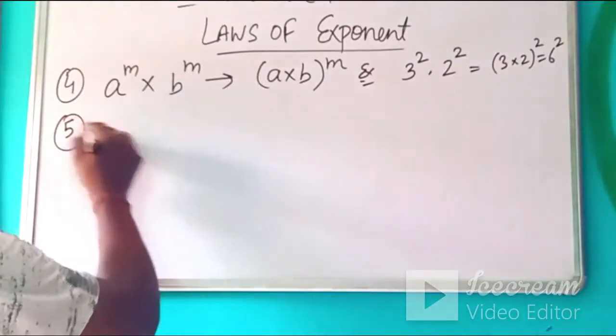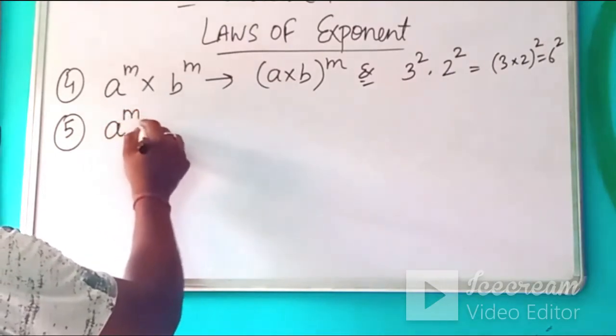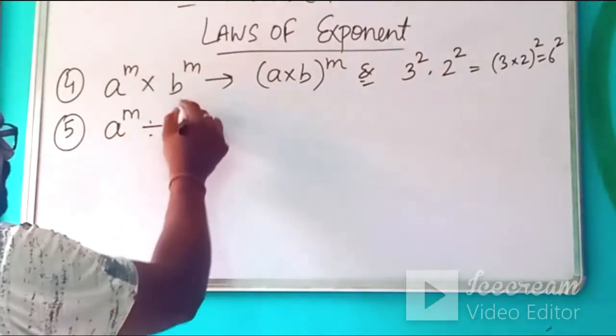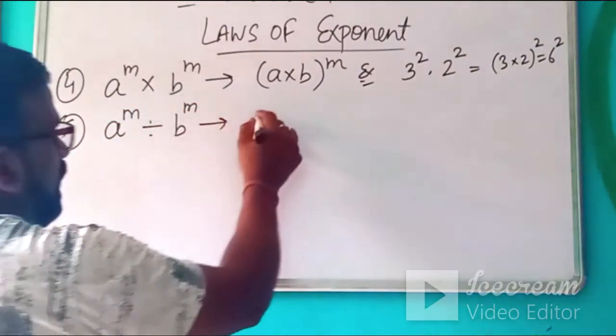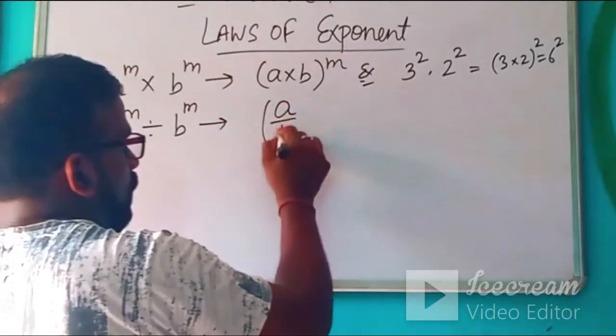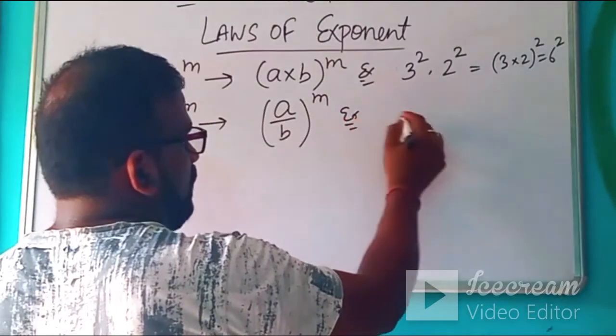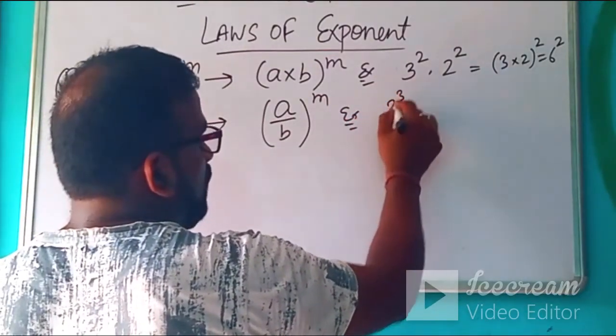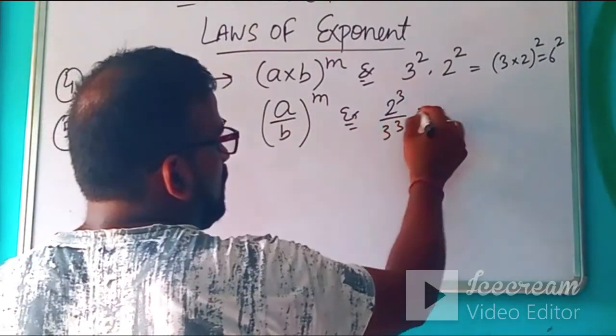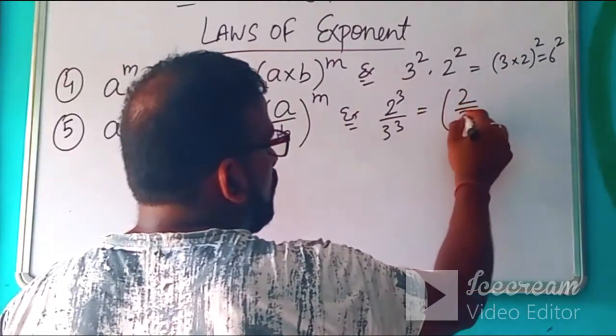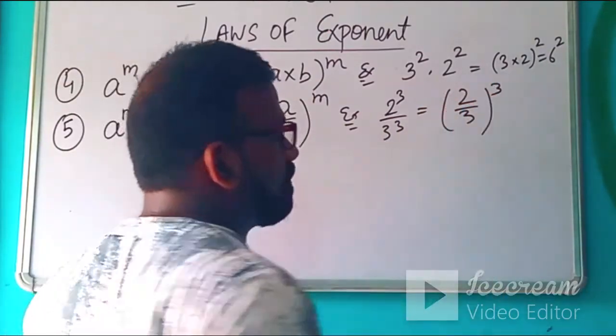Similarly, if a division sign is there, we can write it like this: a upon b, whole to the power n. For example, if it is written 2 to the power 3 upon 3 to the power 3, we can write it as 2 upon 3, whole to the power 3.